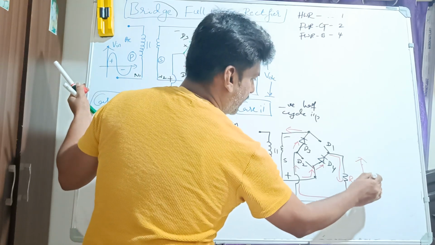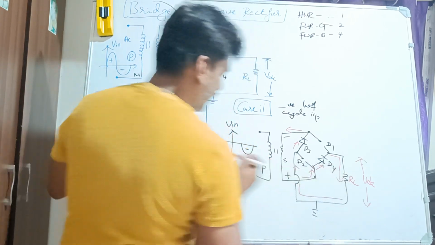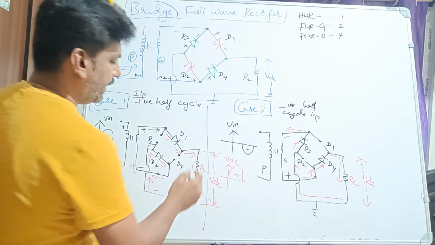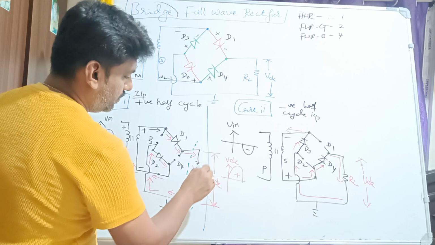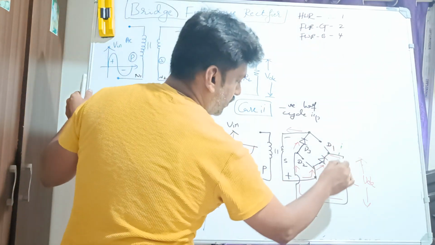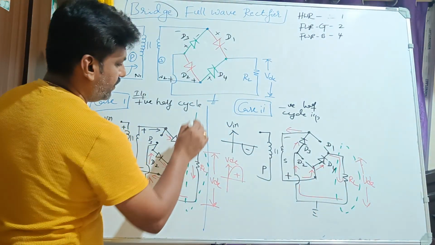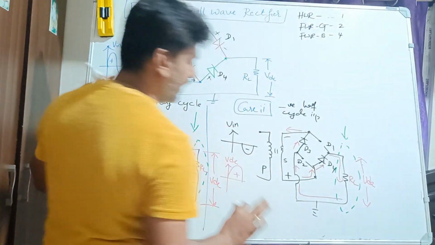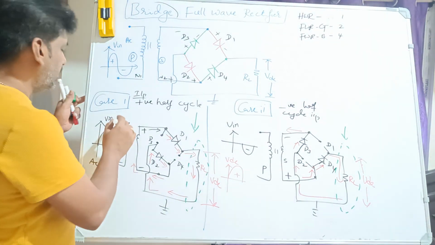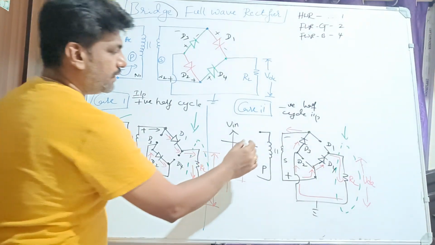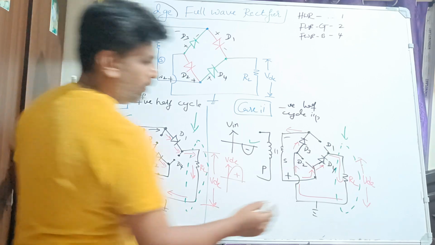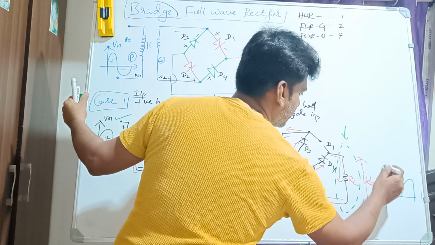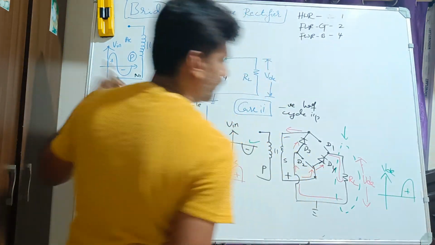So this I will call as VDC. Right? You can observe the direction of the current through the RL here and also here. How is the direction? The direction is like this. Here current, and here also the direction is like this. The current direction is the same whether you consider the positive half cycle of the input or the negative half cycle of the input. Hence, for the negative half cycle also you will get the same VDC. Correct, right?